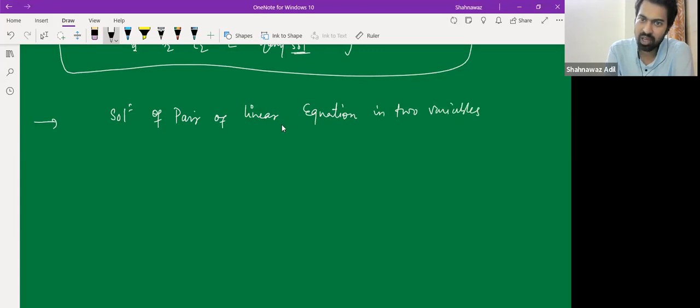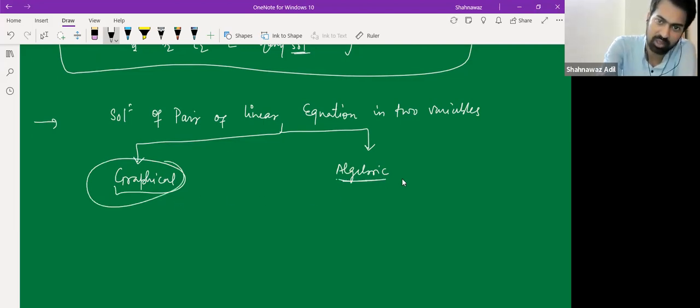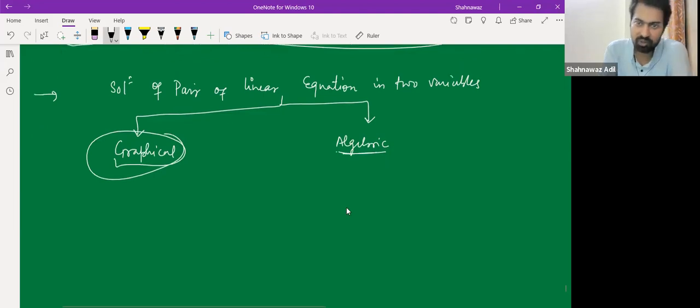So we have two methods. One is this graphical method, and the other one is this algebraic. We have already talked about the graphical one, right? So let us talk about the algebraic. For the algebraic method, we have two methods. There is also a third method, but this is not in your syllabus.